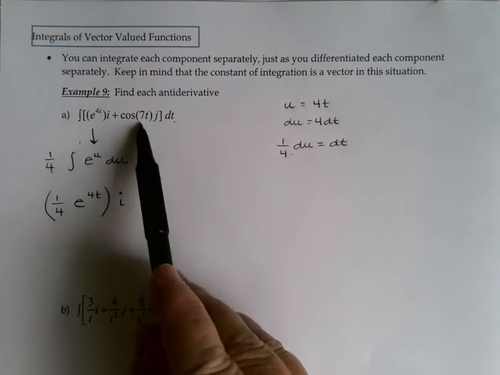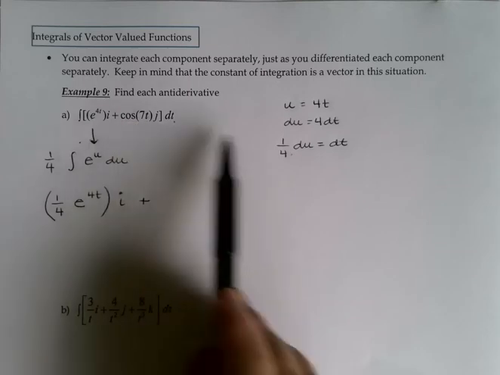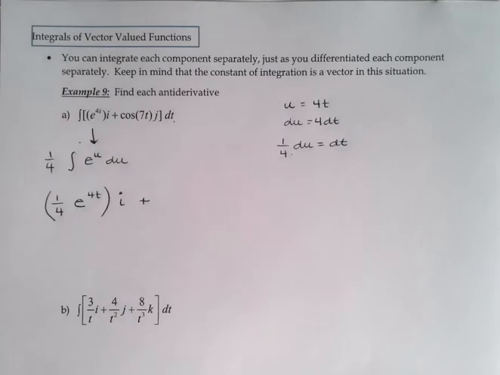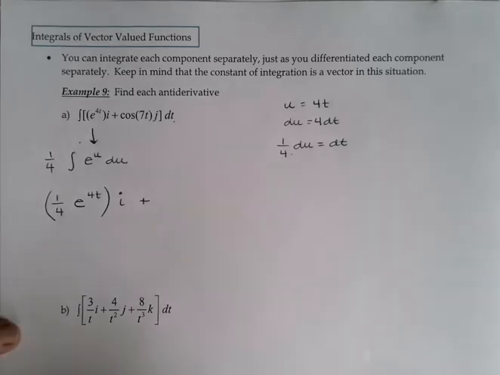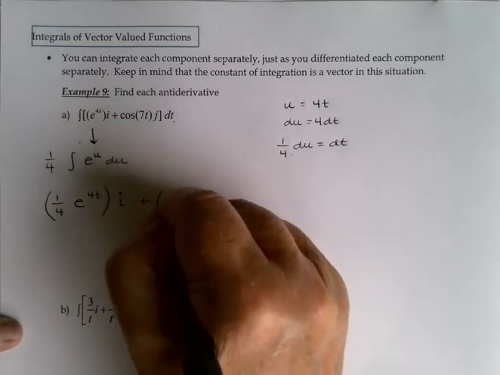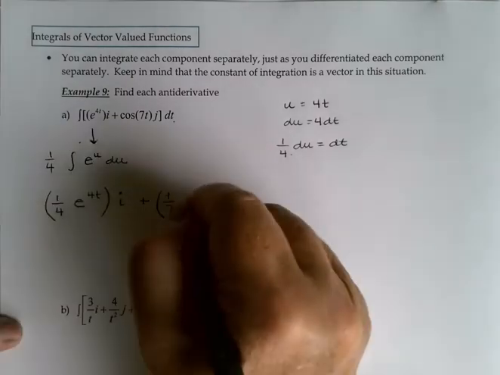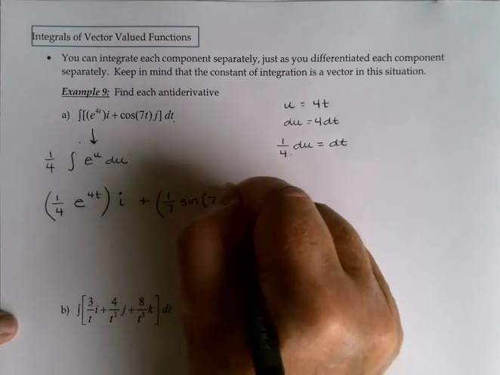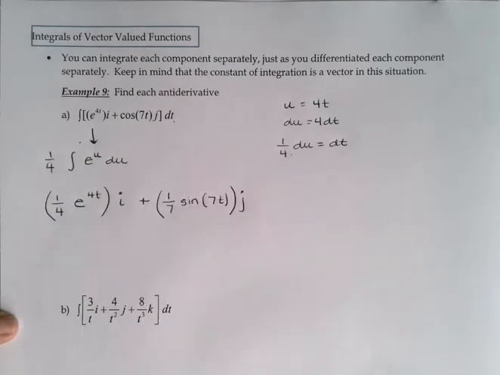Plus, same idea here, right? Technically, you'd be letting u be 7t. So instead of a 1/4, you'd get a 1/7 here. If it helps you to write it out, by all means do so, but I'll usually do those little U substitutions that just result in constants mentally. So in this case, we'll get a 1/7. And then the integral of cosine is sine of 7t in this case. And that's our j component.